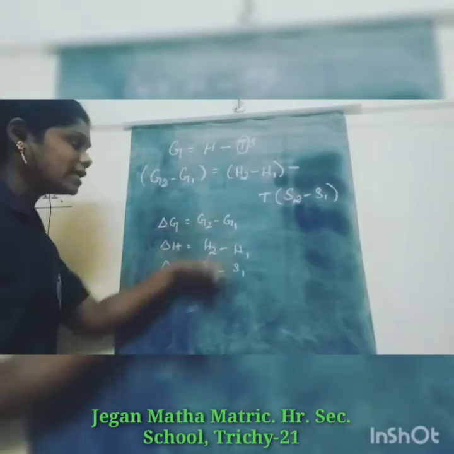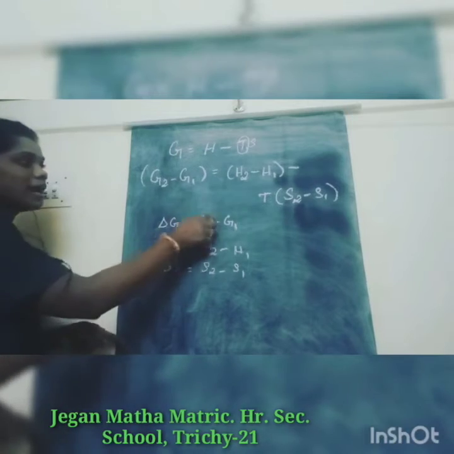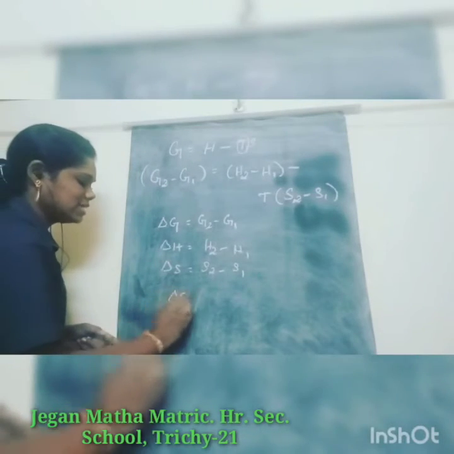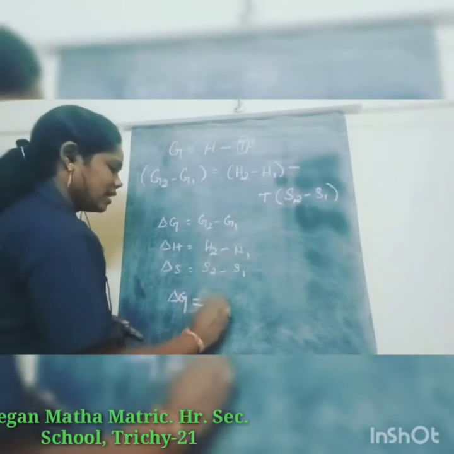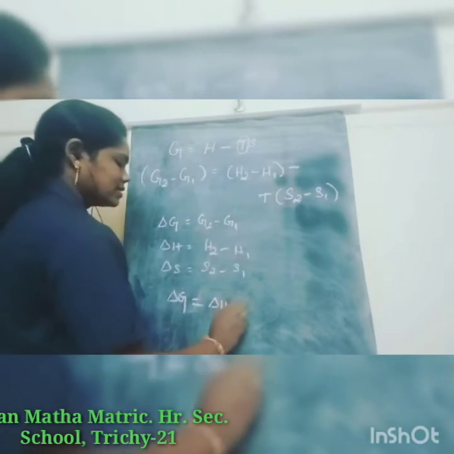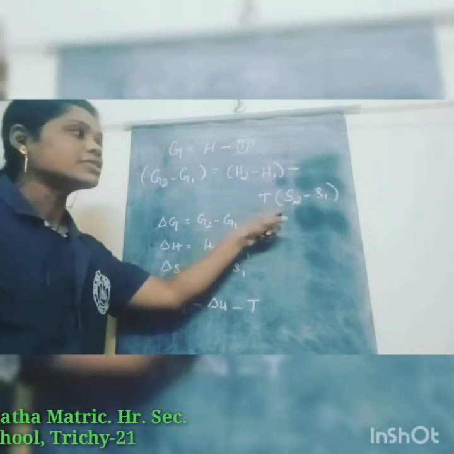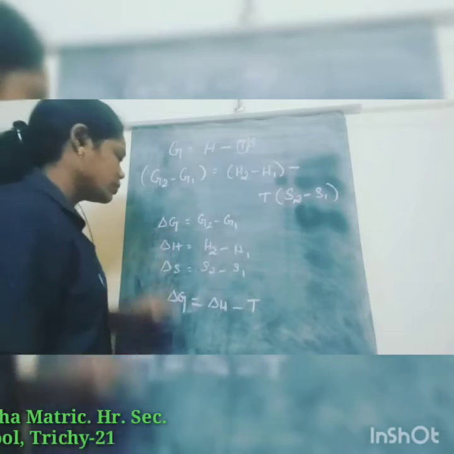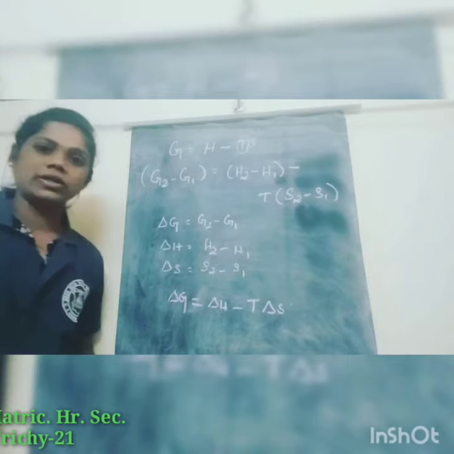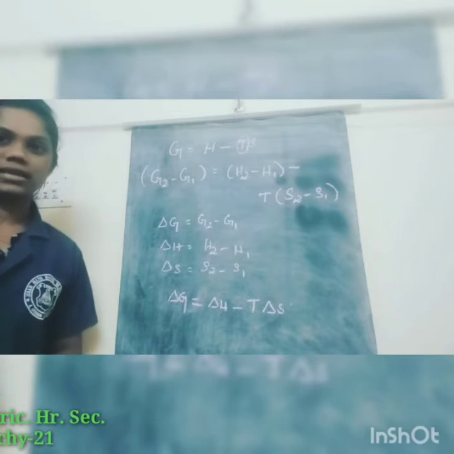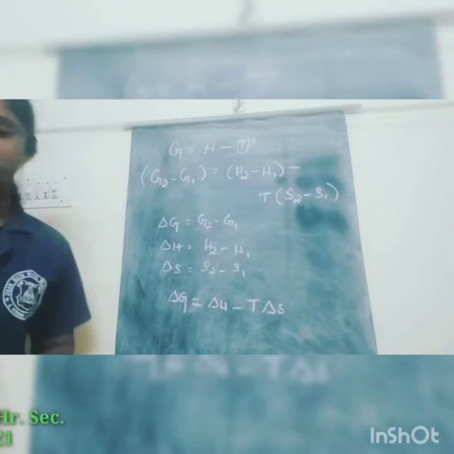Okay. So apply this here. Now this equation becomes G2 minus G1, that is del G, is equal to H2 minus H1, that is del H, minus T, which is a constant term only, times S2 minus S1. S2 minus S1 means del S. So here del G is equal to del H minus T del S. So to define Gibbs free energy, just write G is equal to H minus TS.